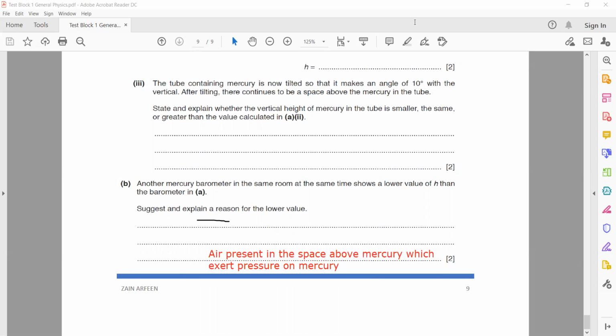So this was a test paper of block 1, general physics.